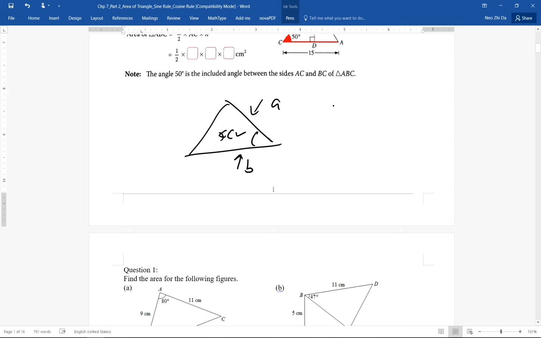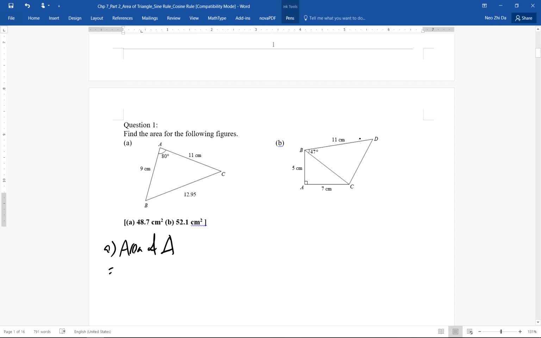If today I change the triangle, and I want to use this as my angle C, then obviously, which are the two lines that join together to form this angle C? It will be this one and this one. Okay, this length and this length.